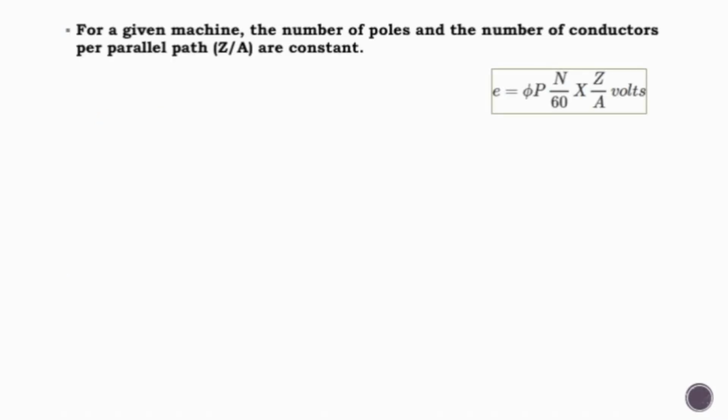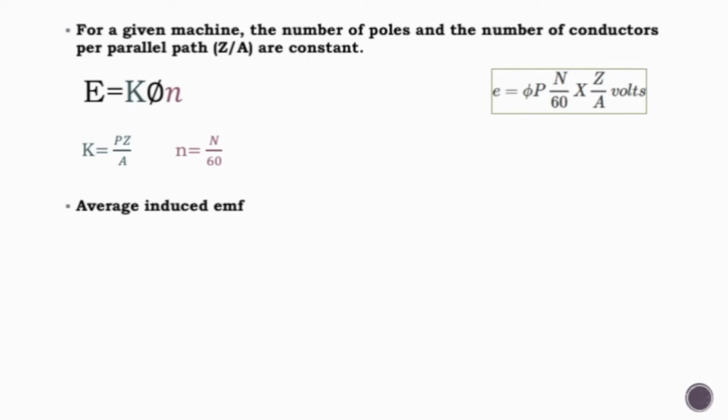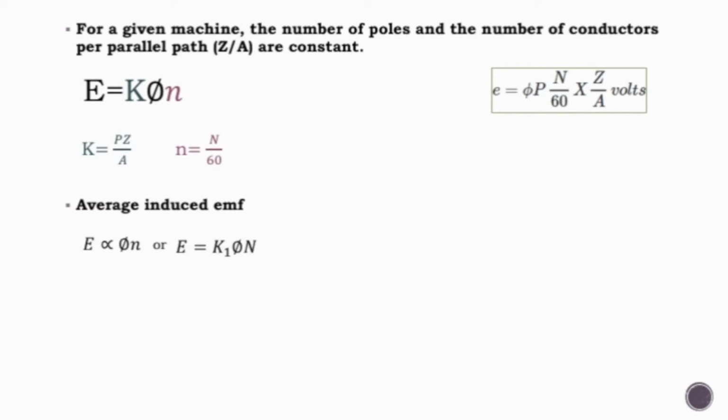For a given machine, the number of poles and the number of conductors per parallel path are constant. N is the speed in revolutions per second. The average induced EMF E is directly proportional to the flux produced by each pole and the speed of armature in revolutions per second, or is also directly proportional to the flux produced and the speed of armature in revolutions per minute.